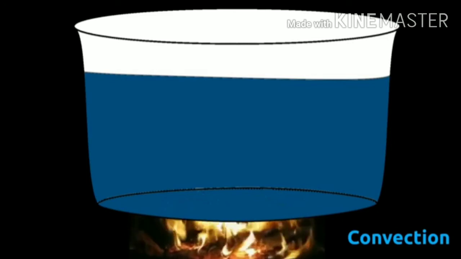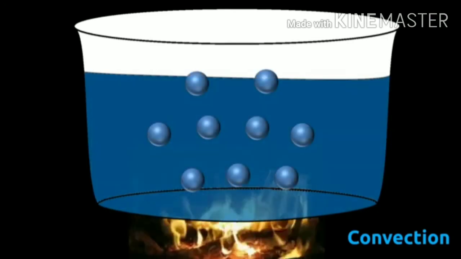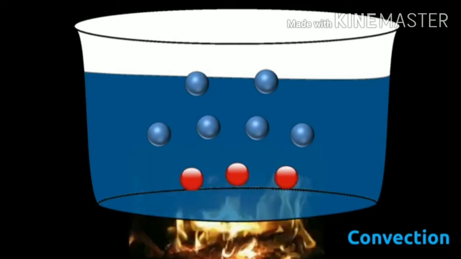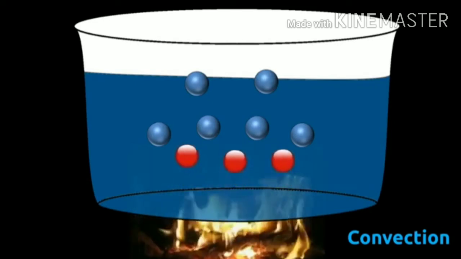Take some water in a vessel and heat it on a stove. Touch the surface of the water. It will be cold. Touch it after some time. It will be hot now. How did the heat which was supplied at the bottom reach the top?